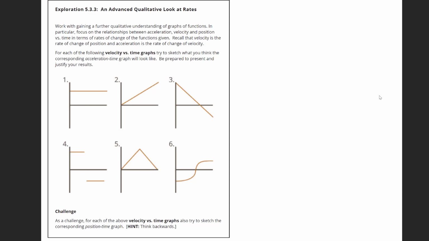I swear this isn't physics. Well, I guess it is a little bit of physics, but don't worry too much over it. The important thing to remember here is that we are talking about rate of change. Recall that velocity is the rate of change of position, and acceleration is the rate of change of velocity.